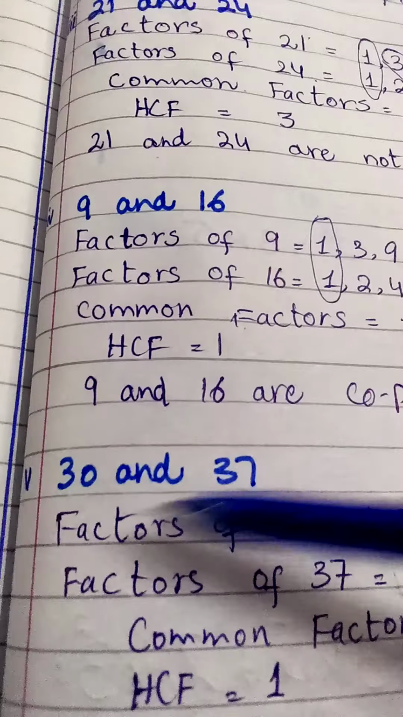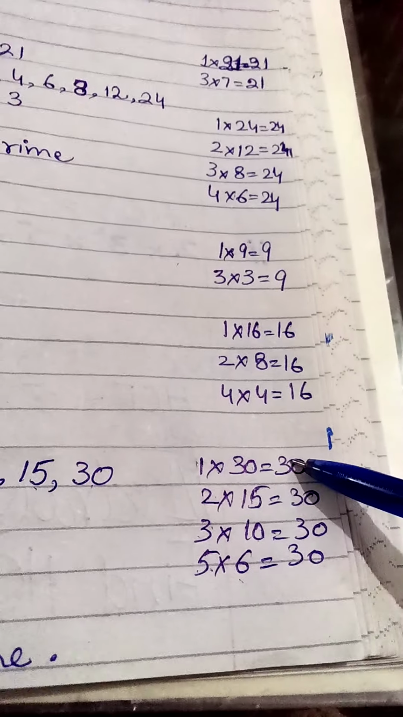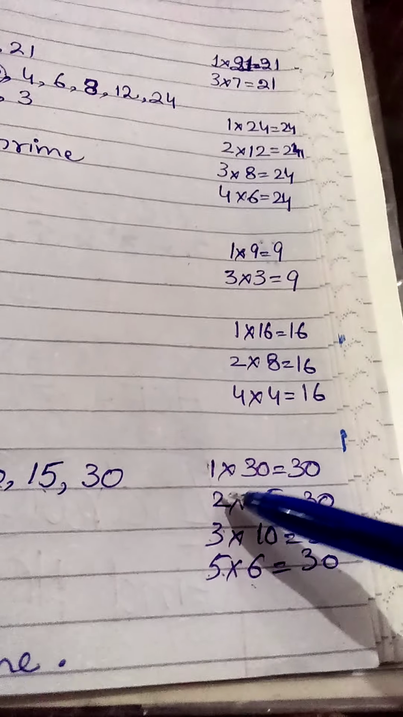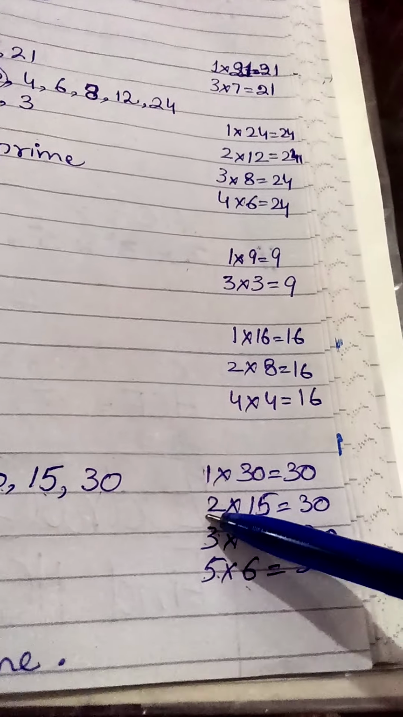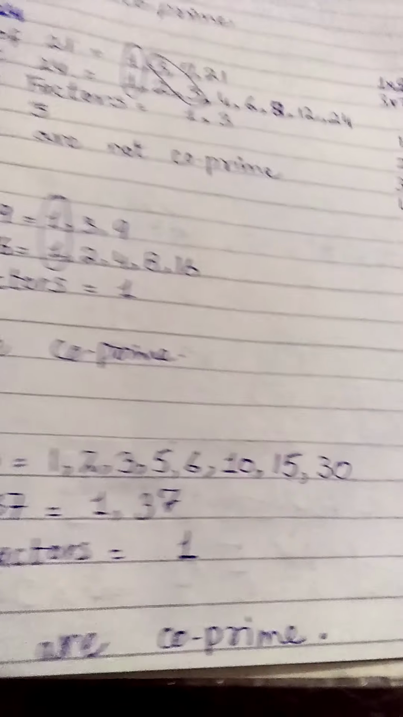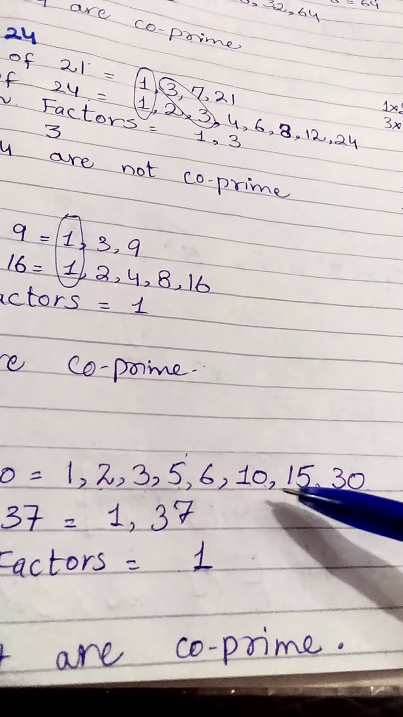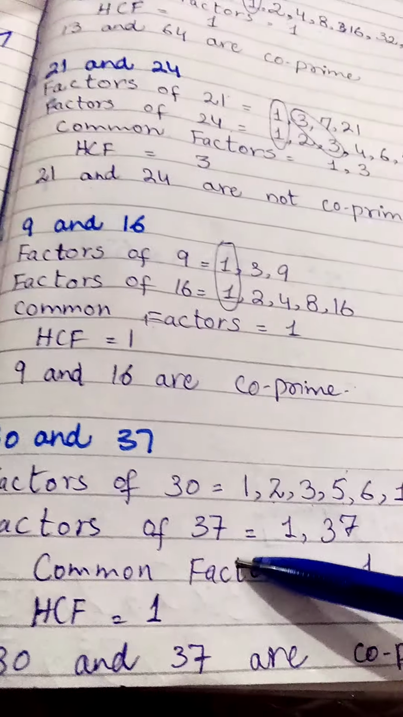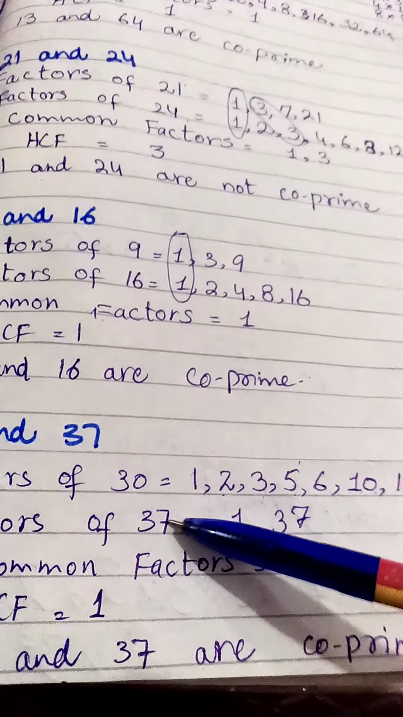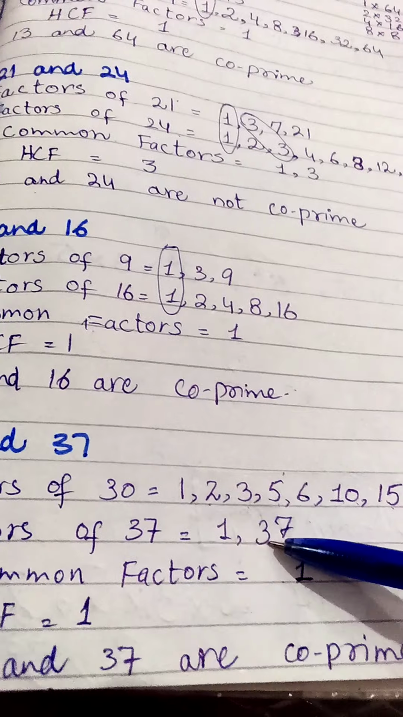Now the fifth part is 30 and 37. First we have to find out the factors of 30. The factors of 30 are 1, 2, 3, 5, 6, 10, 15 and 30. Now the factors of 37. Because 37 is a prime number, it has only two factors, 1 and 37.